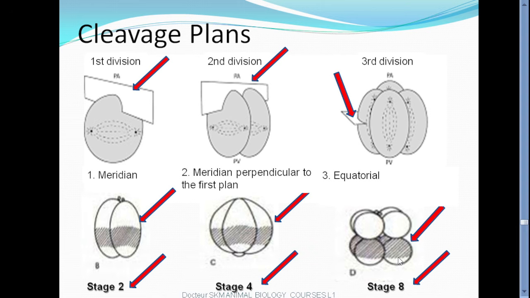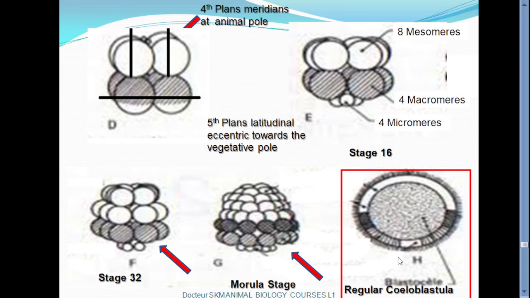Okay, so after 8, what happens? After 8, the segmentation will change: the cleavage plane will change between the animal pole and the vegetative pole. So let's start with the animal pole.